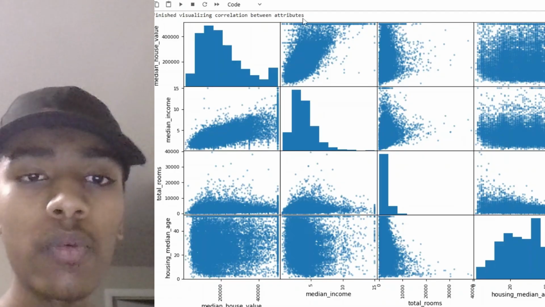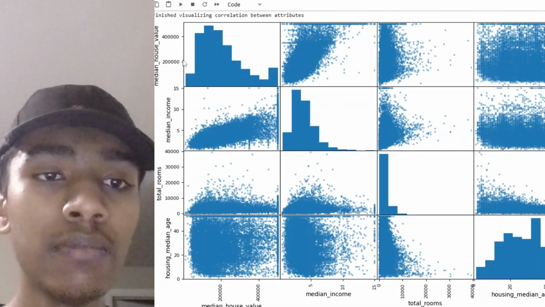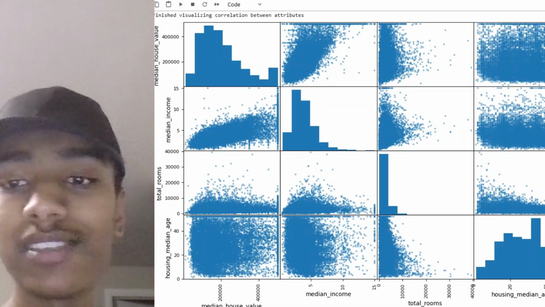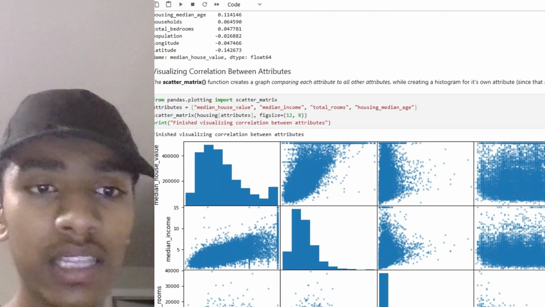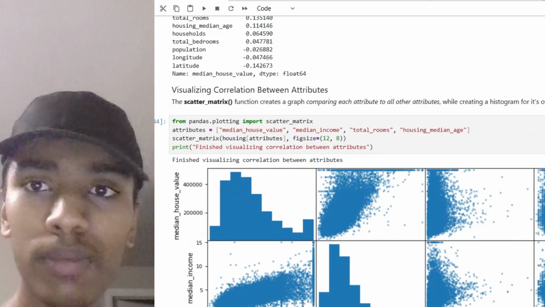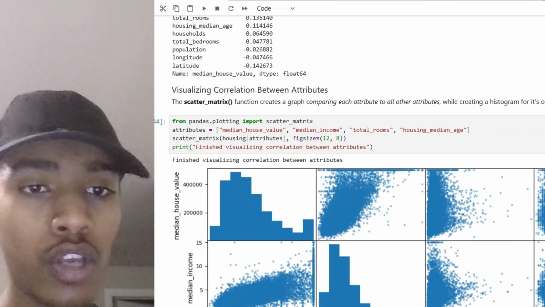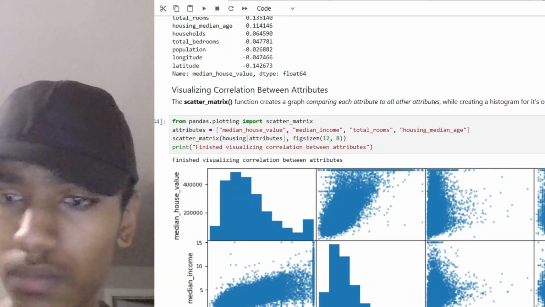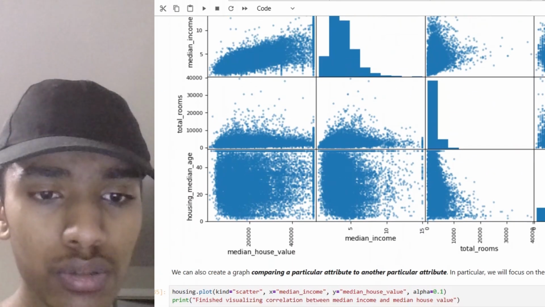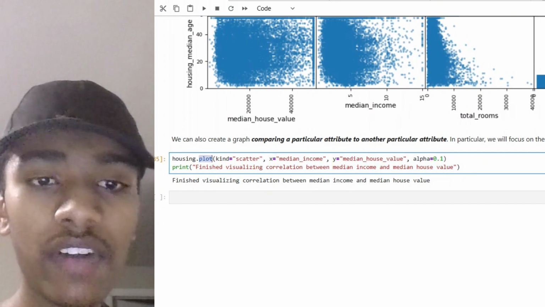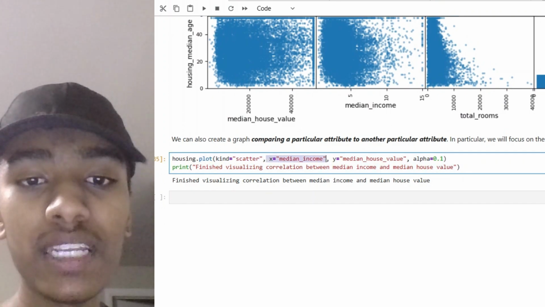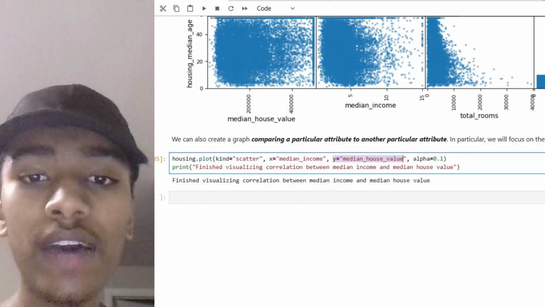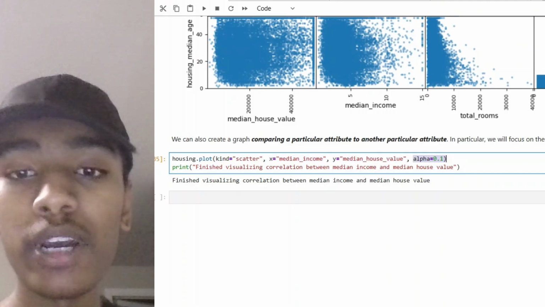Okay, now the one that we're really concerned about is comparing median income to median house value. That's the one that we're really concerned about. And so let's zero in on that particular graph by running this particular function. Let's go ahead and zoom in a little bit just so that we can see everything. So what we'll do here is call the plot function again, and we'll say that we're going to have a scatter plot, and our x value is going to be median income, our y value will be median house value, and our alpha value will be 0.1.